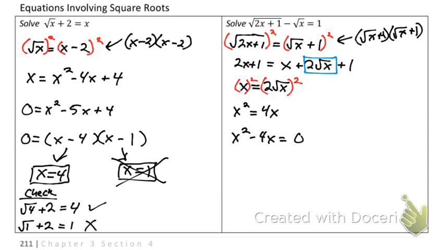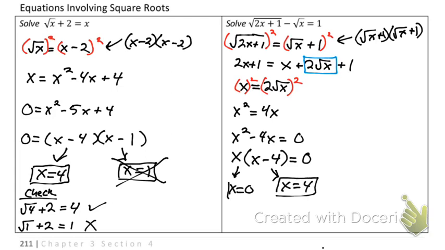Whenever I can, I'm going to factor stuff out, if possible. So I have an x squared minus 4x. Rather than plugging that into the quadratic formula, I'm just going to factor out an x to give me x times x minus 4 equals 0, in which case x equals 0 and x equals 4. So 0 is a solution.